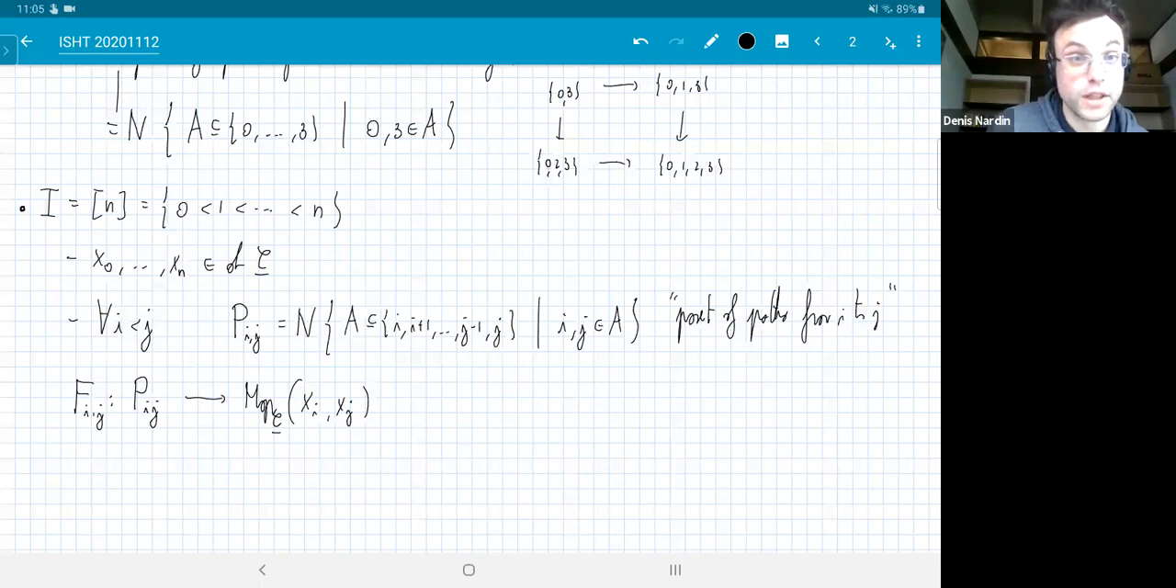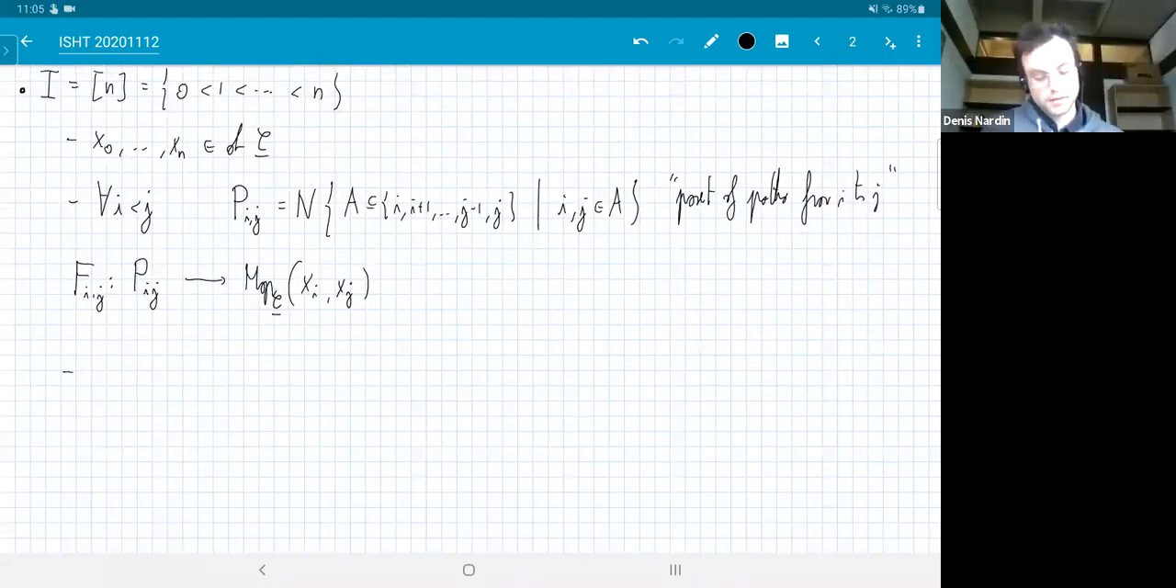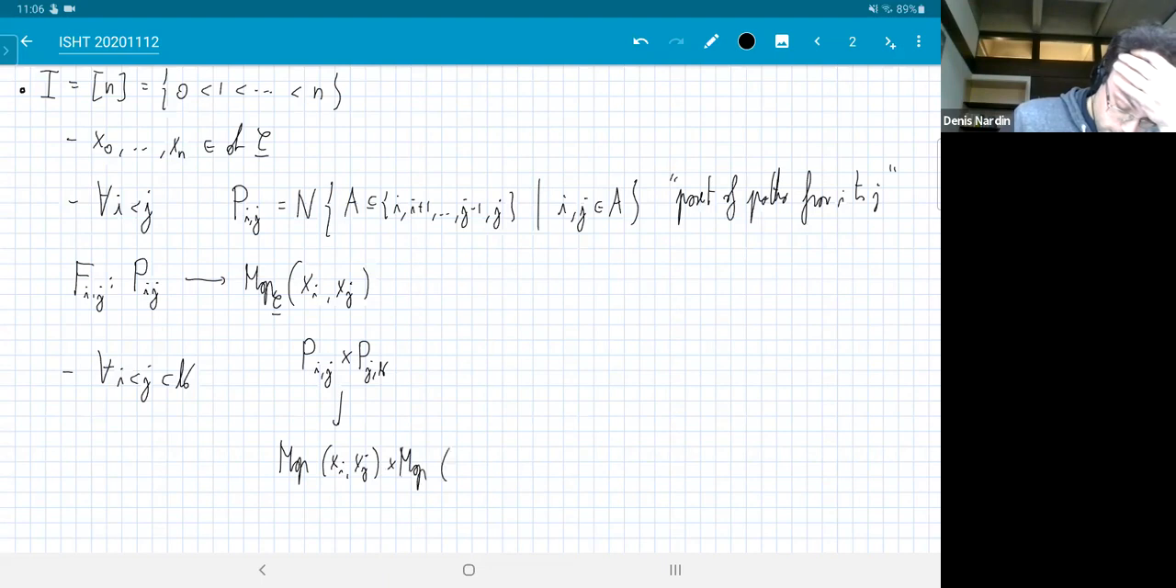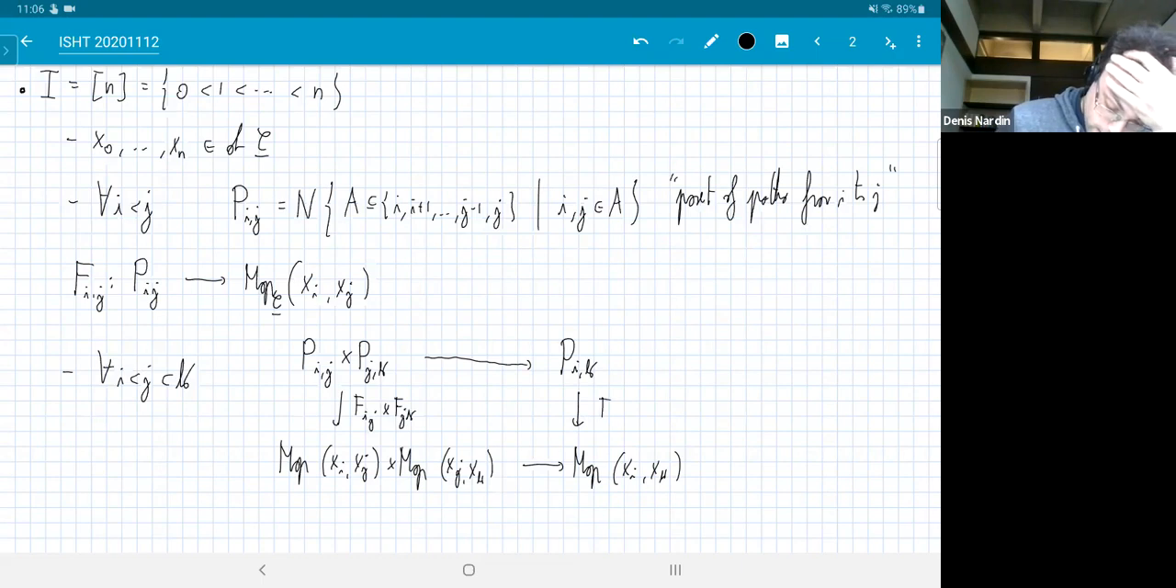But then we need to be compatible with the composition. We need somehow to say that the vertices and homotopies are built out of the composition. So there's going to be a compatibility here. And the compatibility is that, for every i less than j less than k, p_ij times p_jk goes to maps x_i x_j times maps x_j x_k. This goes to maps p_ik, maps x_i x_k, like this. And so this is f_ij times f_jk, this is f_ik.